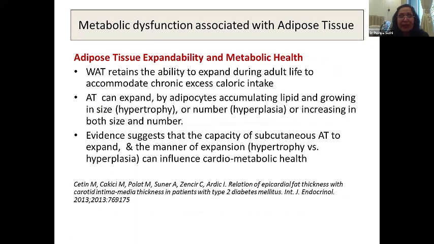Adipose tissue can expand in two ways: by adipocytes accumulating lipid and growing in size, which is called hypertrophy, or they can increase in number, which is called hyperplasia, or by increasing in both hyperplasia and hypertrophy. Now, evidence suggests that the capacity of the subcutaneous adipose tissue to expand and the manner of expansion, that is hypertrophy versus hyperplasia, can influence cardiometabolic health.